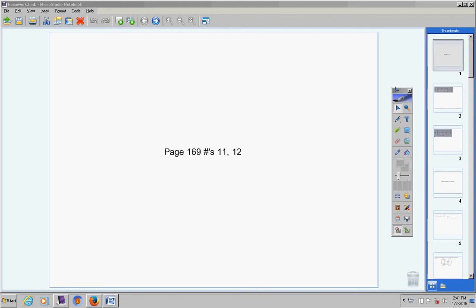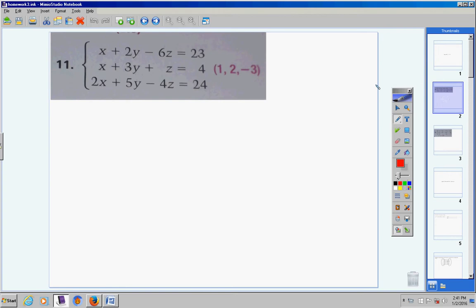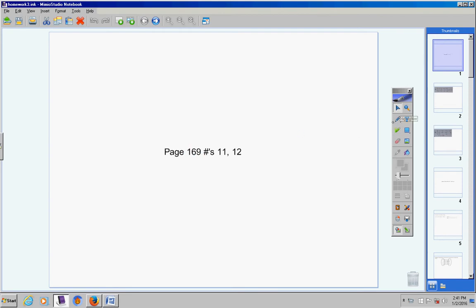Okay, Rita and Jonathan, hope you guys are doing well, and I apologize for taking quite a long time to get to this video, but hopefully this will help you, and hopefully you'll understand what to do when I'm done showing you these two problems, page 169, numbers 11 and 12. Okay, so here we go.